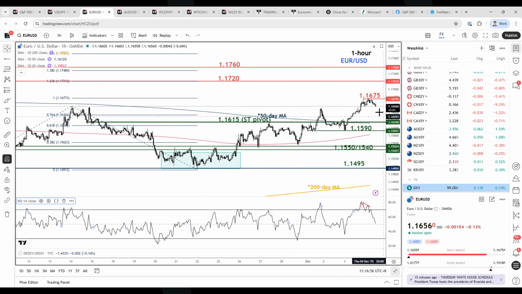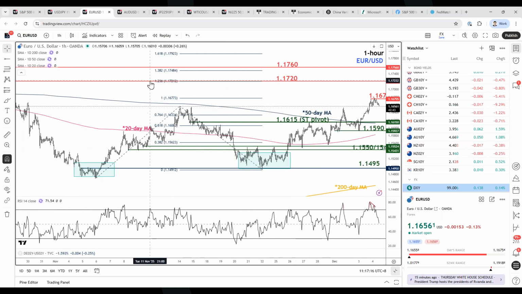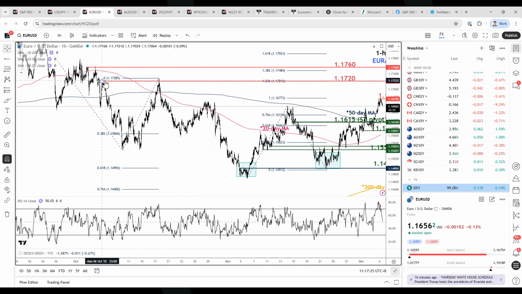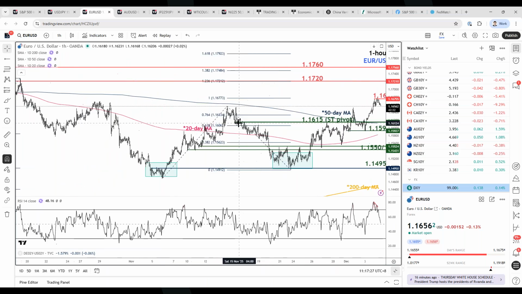So once the intraday pullback comes very close to the 1.1615 level, I will still maintain that bullish bias, as long as this pullback doesn't break below the 1.1615 level, which is pretty key as well. Why? Because it is in confluence with the 50-day moving average, we'll still maintain a bullish bias on the euro dollar. After 1.1675, the next resistance level to look out for will be 1.1720, which is the 1.236 Fibo extension of this ongoing recovery taken from the low of 5th of November, and 1.1720 is also in confluence with the minor swing high of 6th of October and 17th of October.